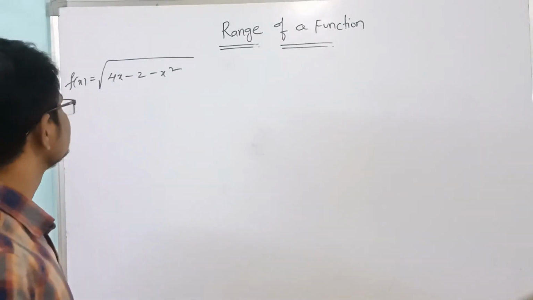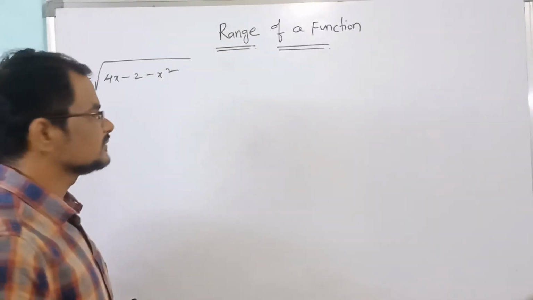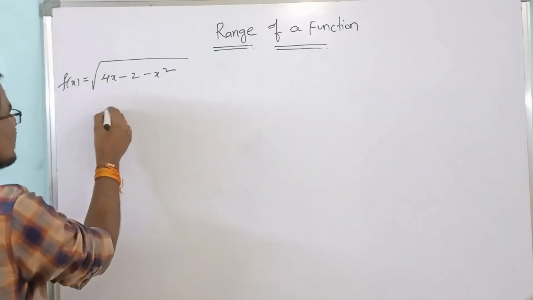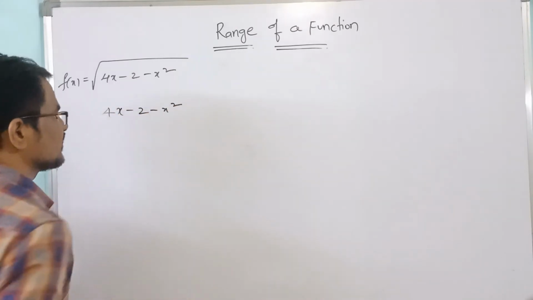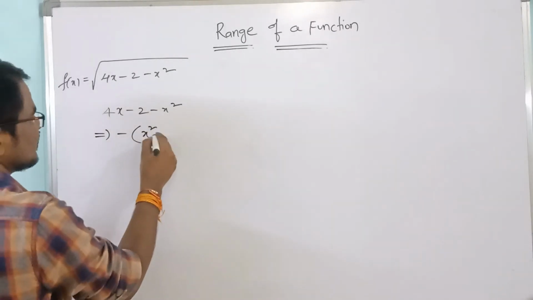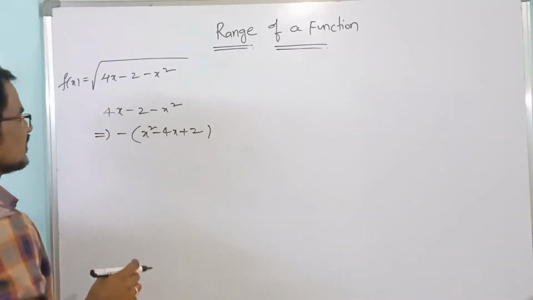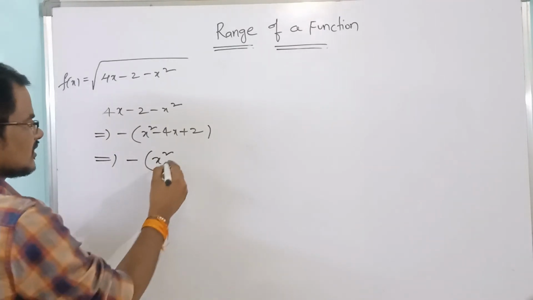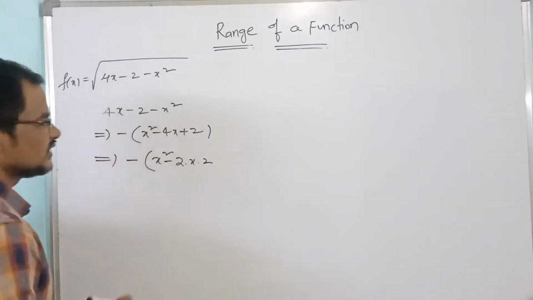Now see this problem. Here also f of x equals root of a quadratic function. So how to find the range of this function? So first we have to take this quadratic expression 4x minus 2 minus x². So in this take minus common: x² minus 4x plus 2, and write it as a perfect square. Now that implies minus of x² minus 2ab, this minus 4x as minus 2 into x into 2.